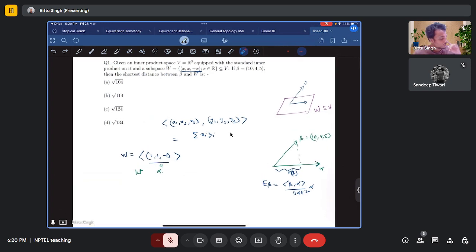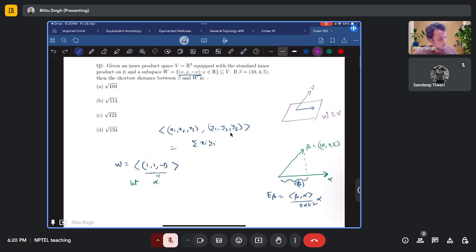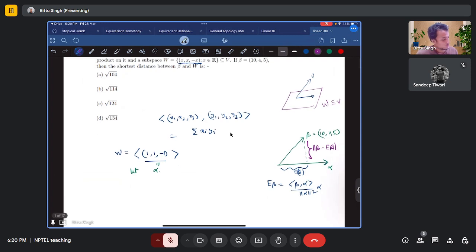Okay, so back to our problem. Here you can see that we need to find E beta first. Then beta minus E beta, as we have already discussed, gives the distance we need to compute. So we need to compute the norm of this part. Let us find E beta first.